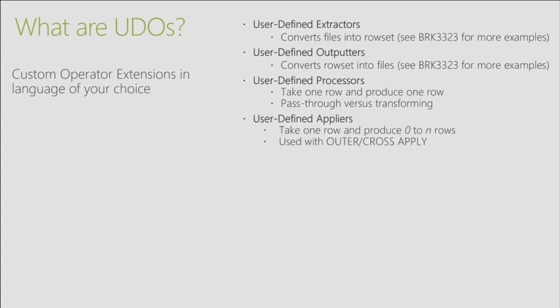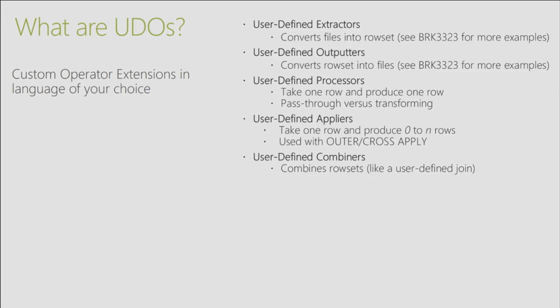We have user-defined appliers, which are taking one row and produce 0 to n rows. It's invoked with an outer or cross apply, so it's like a table-valued function in a sense. We have user-defined combiners that are like a user-defined join. So that takes two row sets in and allows you to combine them with some custom algorithm that you might have designed to kind of join them.